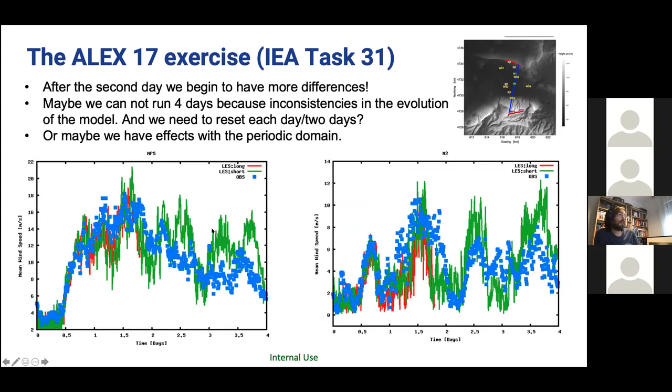What is important to say as well is that if you don't look just at the first 2 days, but look at the full 4 days, then we begin to see shifts in our solutions. Okay, it's more apparent on the wind farm, not that much inside the valley. And now we are trying to study why this is the case. Okay, is it because we need to restart the boundary conditions in the same way that they were done, or are we having some periodic domain effects?